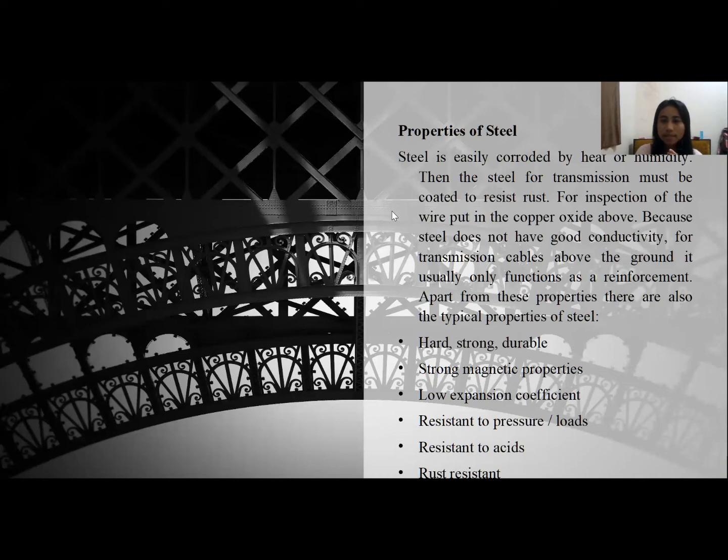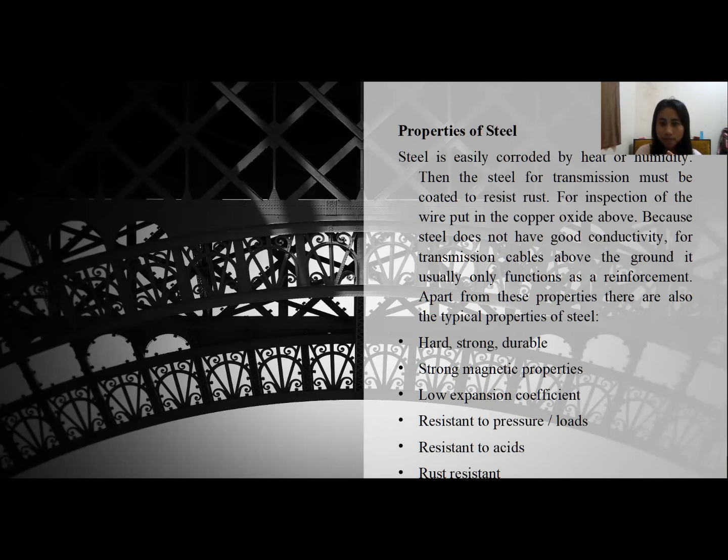Steel is easily corroded by heat or humidity. Then the steel for transmission must be coated to resist rust. For inspection of the wire, put it in a copper oxide bath. Because steel does not have good conductivity for transmission cables above the ground, it usually only functions as a reinforcement.